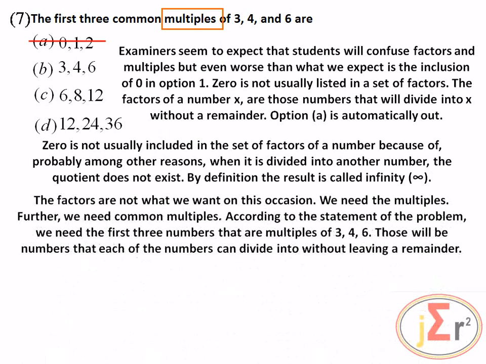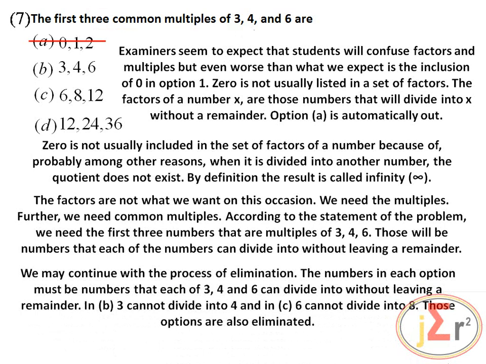The factors are not what we want on this occasion. We need the multiples. Further, we need common multiples. That is, each multiple must be a multiple of 3, it must be a multiple of 4, it must also be a multiple of 6. According to the statement of the problem, we need the first 3 numbers that are multiples of 3, 4, and 6. Those will be the numbers that each of the numbers can divide into without leaving a remainder. Each one must be divisible by 3, it must be divisible by 4, and it must also be divisible by 6.